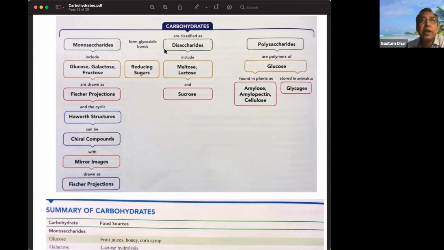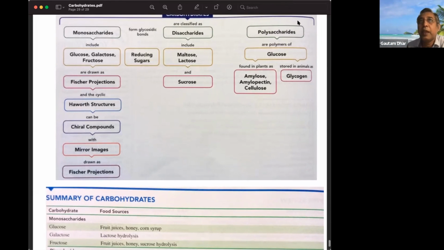All right. For the disaccharides, we have to only learn three: maltose, lactose, and sucrose. Maltose and lactose have the anomeric carbon that is open, so they're reducing sugars. But in sucrose, you can see the anomeric carbons of both the saccharides are blocked. So that means it's a non-reducing sugar.